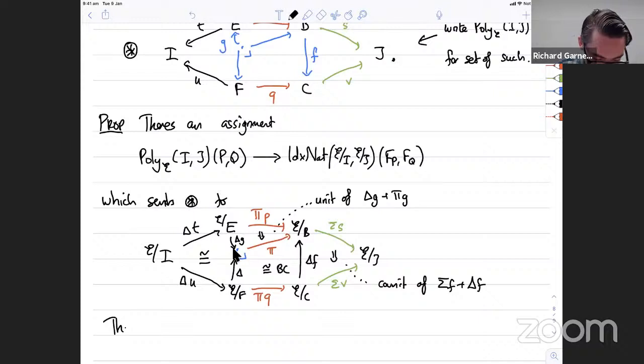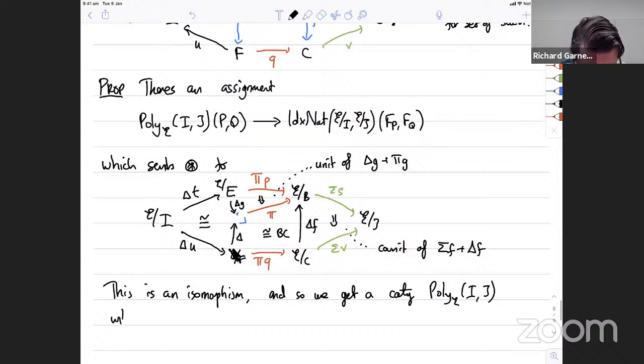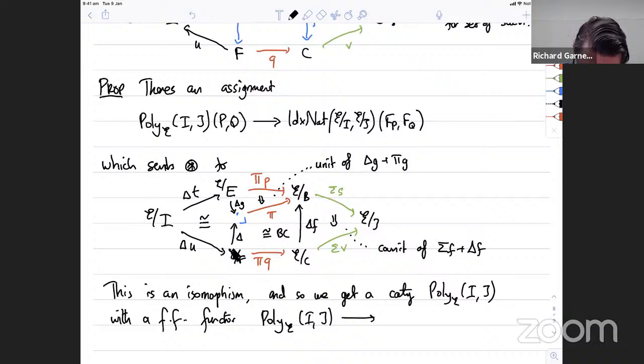And this is actually an isomorphism. So that is a function. And so, in that way, I can provide a composition of these things, maps of polynomials, because I got a composition of these things. Okay, and so we get a category, poly E I J, whose objects are the polynomials from I to J, and whose maps are these funny diagrams, with a fully faithful functor, poly E I J, into indexed nat E over I, E over J. Okay.